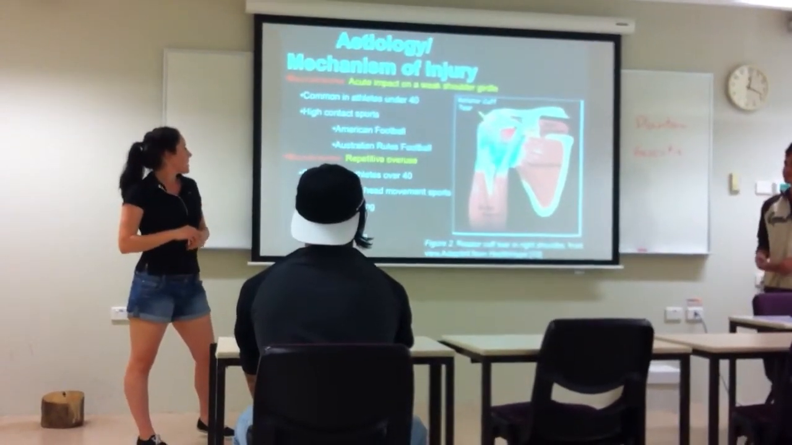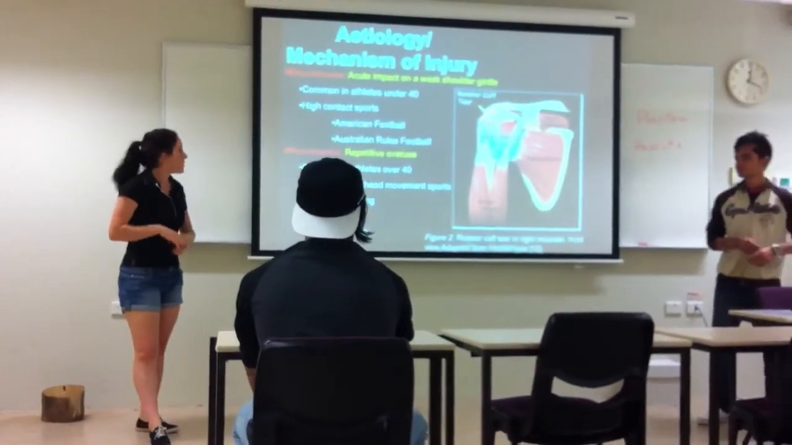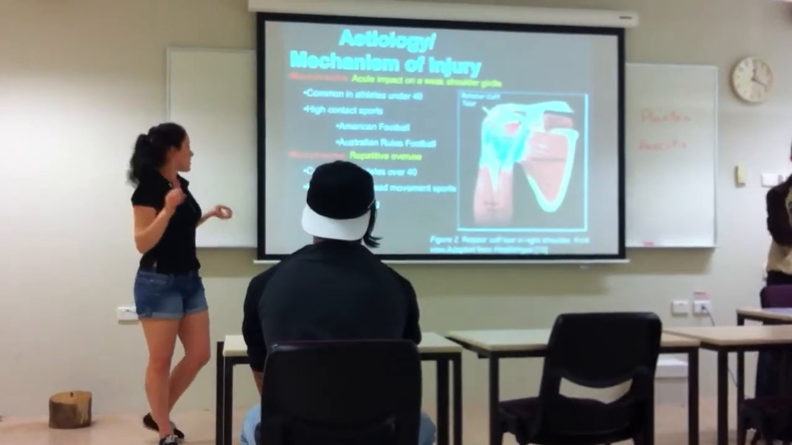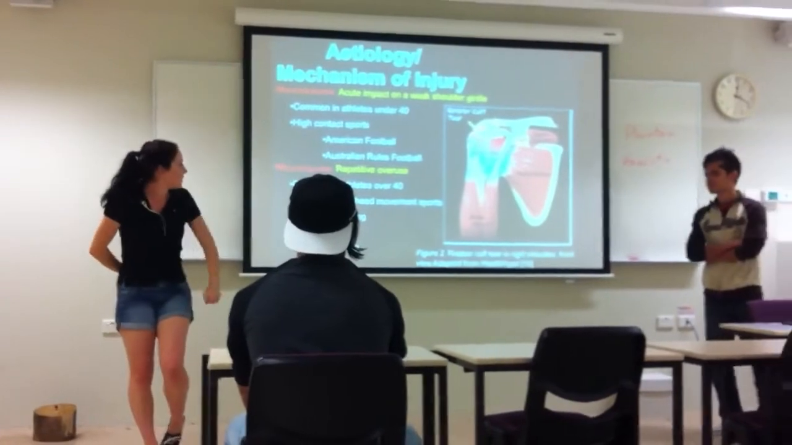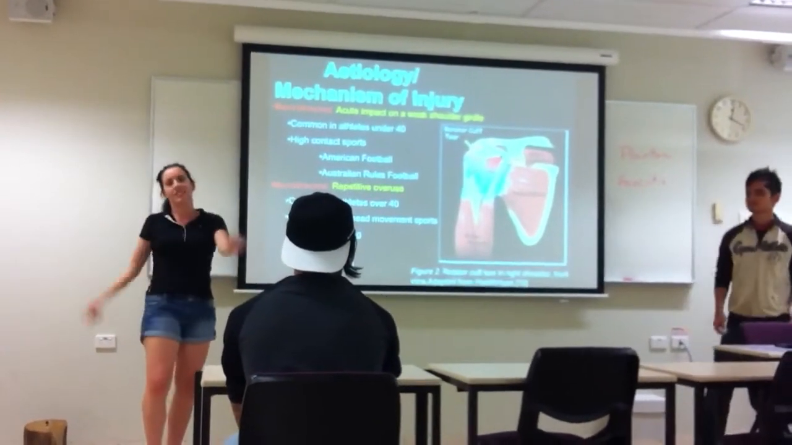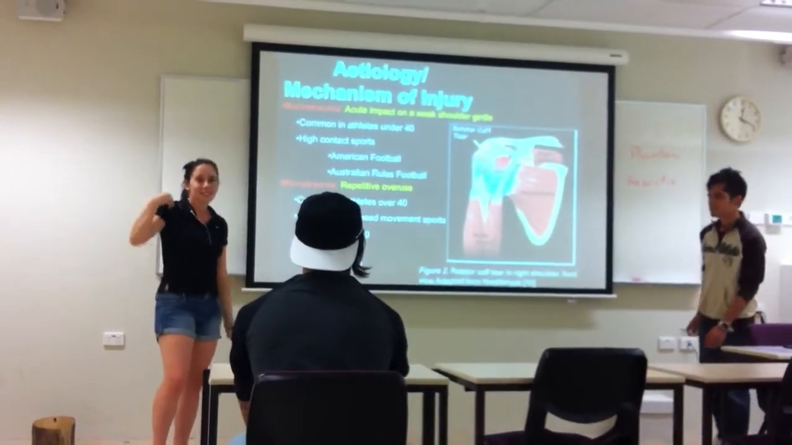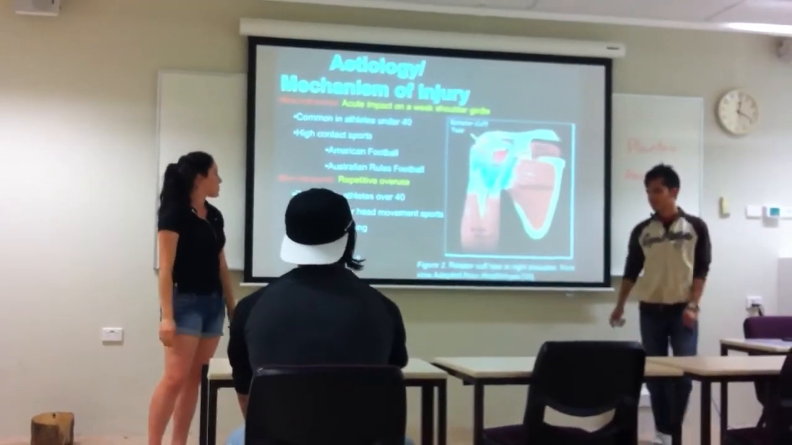And then there's the micro trauma. That is a repetitive overuse injury. It happens a lot in athletes that are over the age of 40, because in sports like swimming, cricket and baseball, once again, it's continually using those arm muscles and continually rubbing against the clavicle, which causes the tear.